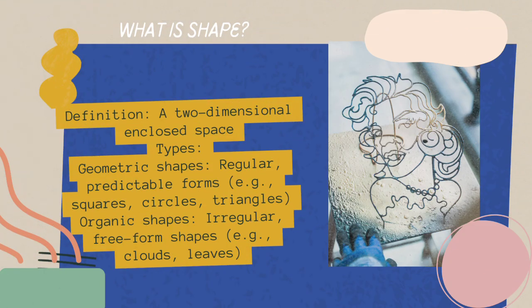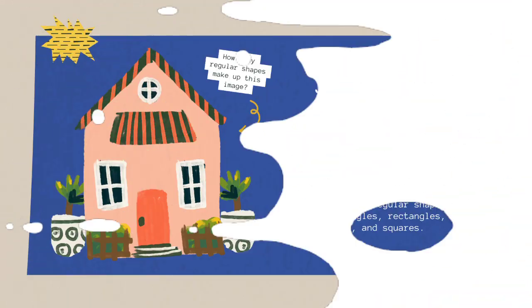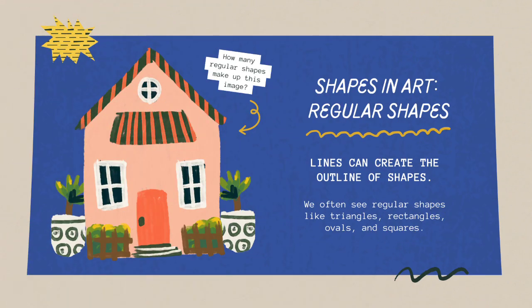What is a shape? Definition: a two-dimensional enclosed space. Types: geometric shapes, regular, predictable forms, for example squares, circles, triangles; organic shapes, irregular, freeform shapes, for example clouds, leaves. Lines can create the outline of shapes.